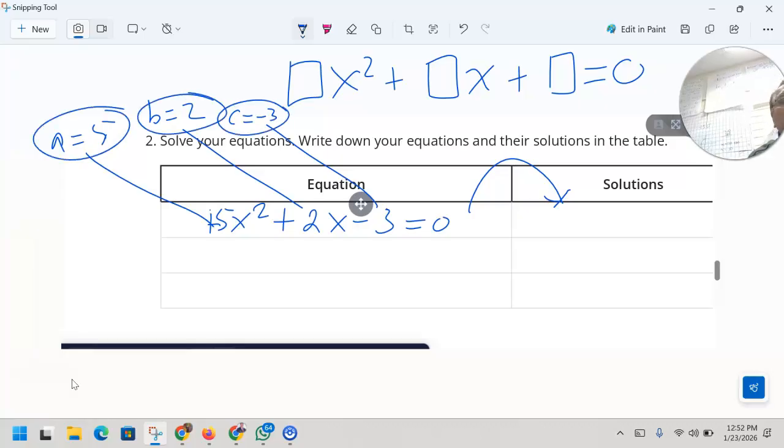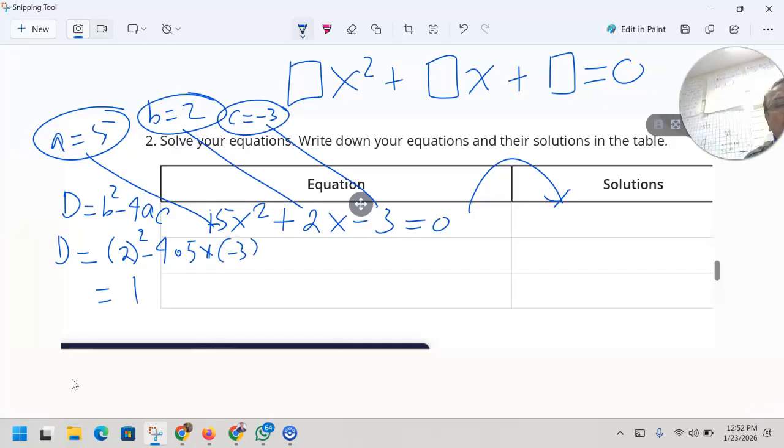Once you get these three pieces, what does D mean? D is B square minus 4AC. Then you square the B, which is the 2, minus 4 times A, which is 5, times the minus 3. Agree? And then this becomes 4. Two negatives make it positive. 4 times 5 is 20, and 20 times 3 is 60.